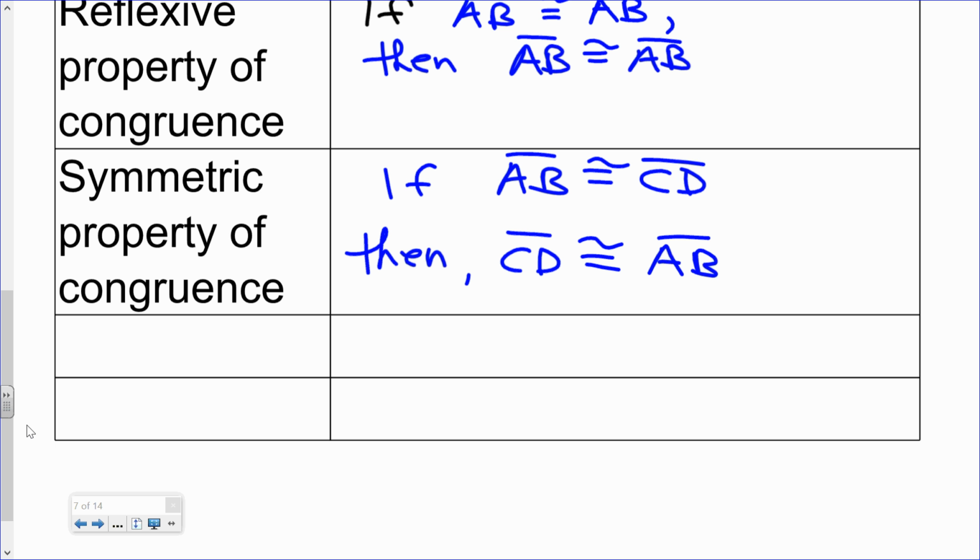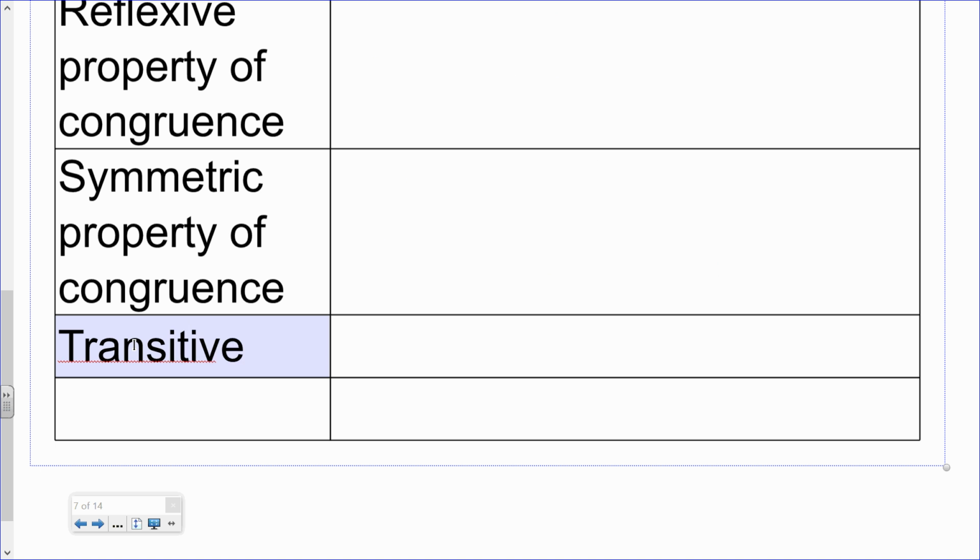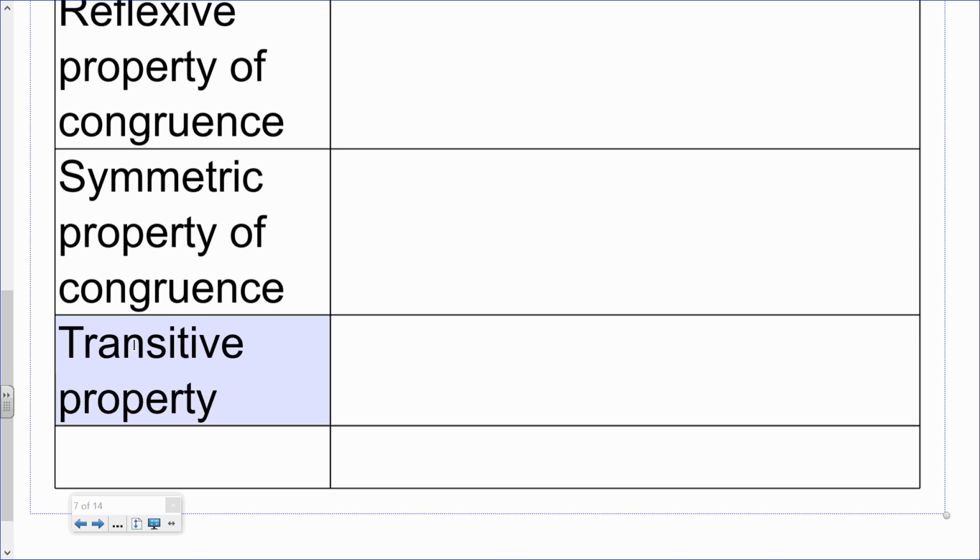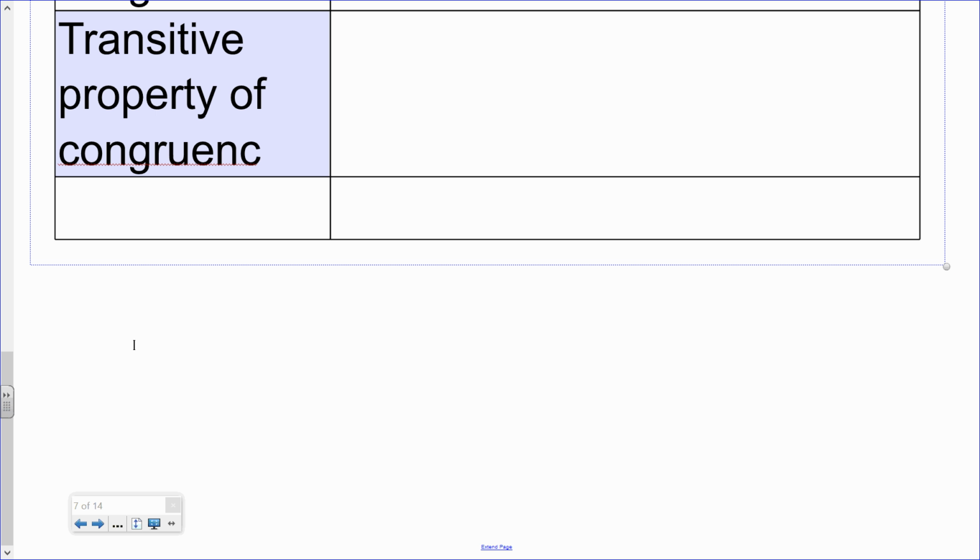Last one for today. Don't worry, I'm going to get you caught up. It's nothing too crazy. Stay with me. Last one is going to be transitive property of congruence.